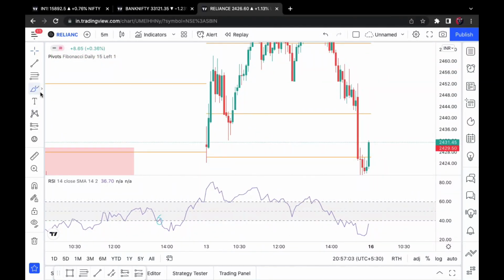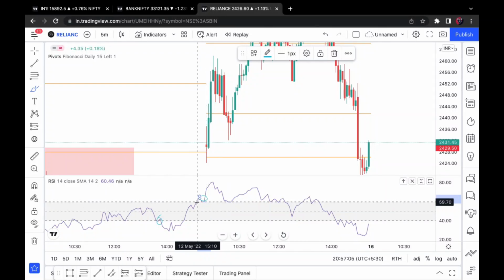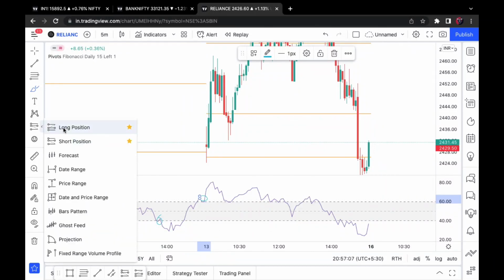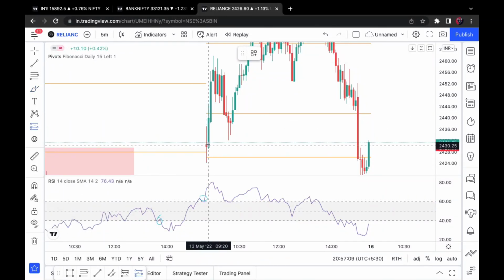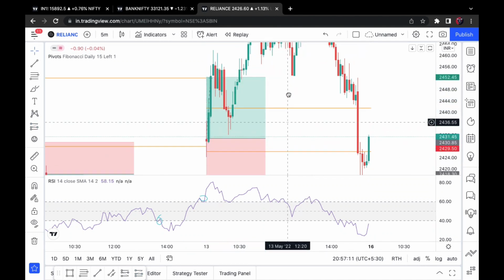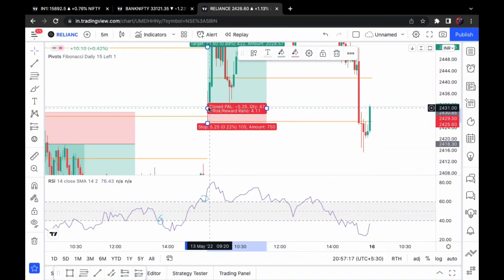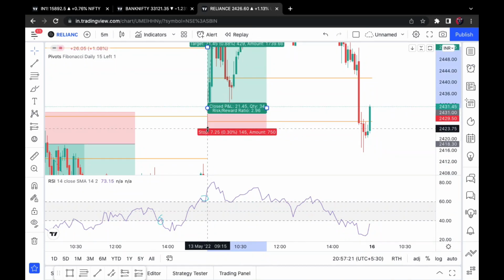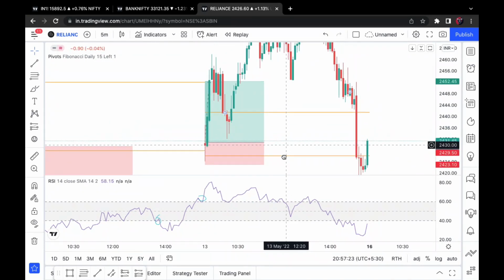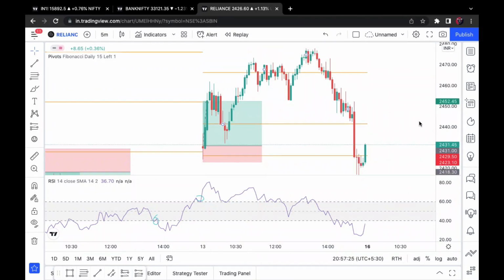Now let's come to another day. We can see an up move in RSI at the beginning of the day. If I bought here, you can put the stop loss below the pivots, or you can put the stop loss below the candle. So I am choosing below the candle. So as you can see, a beautiful trade again.